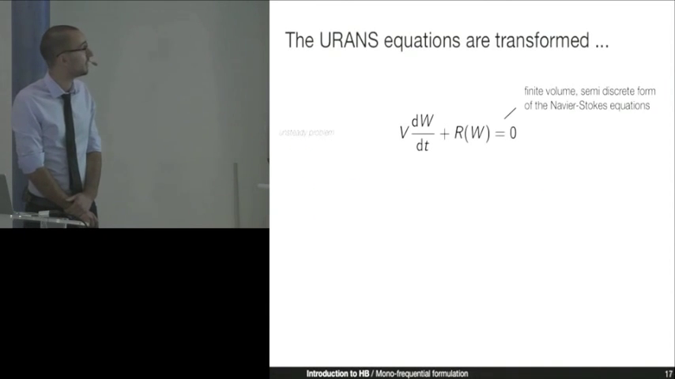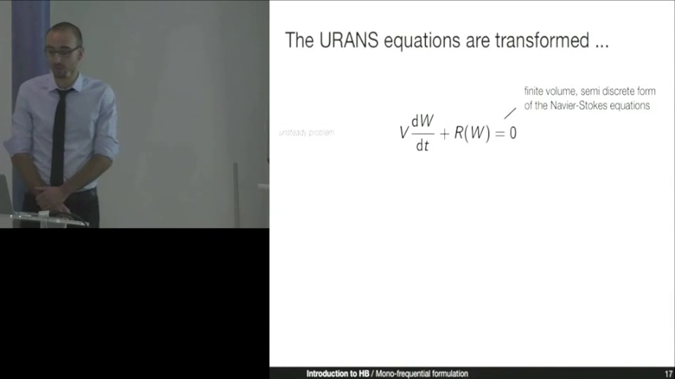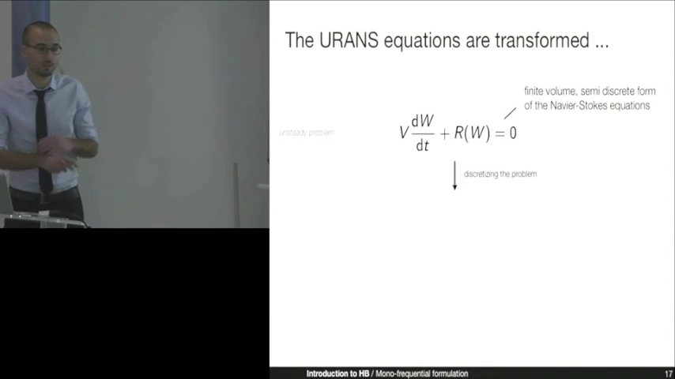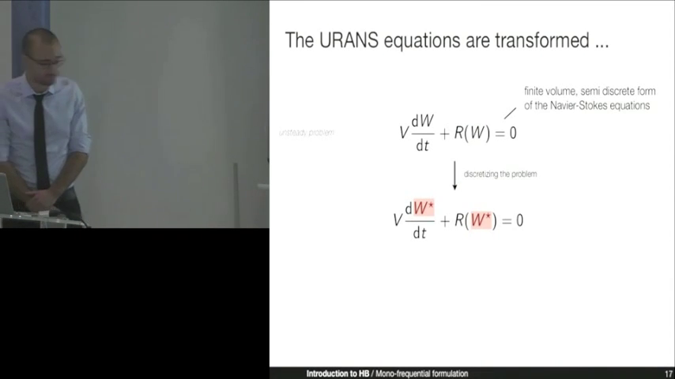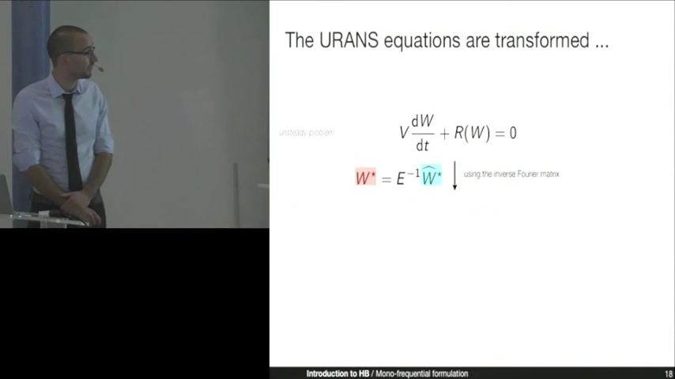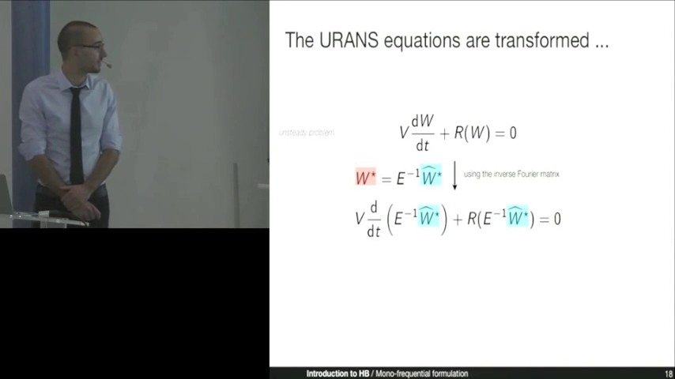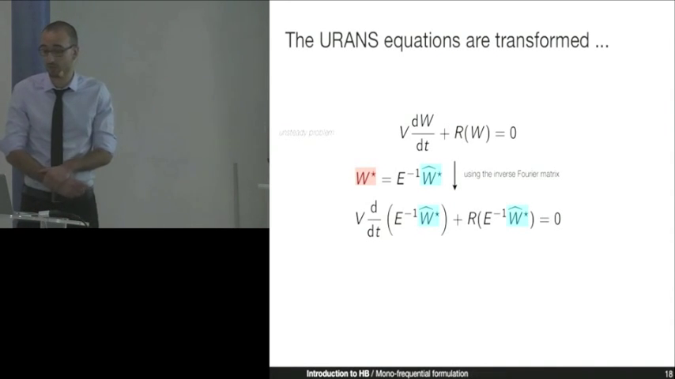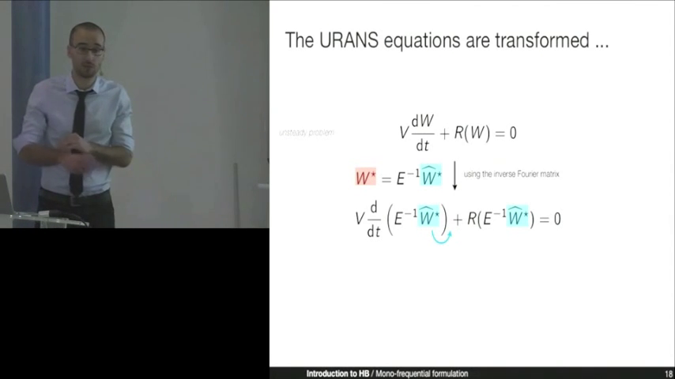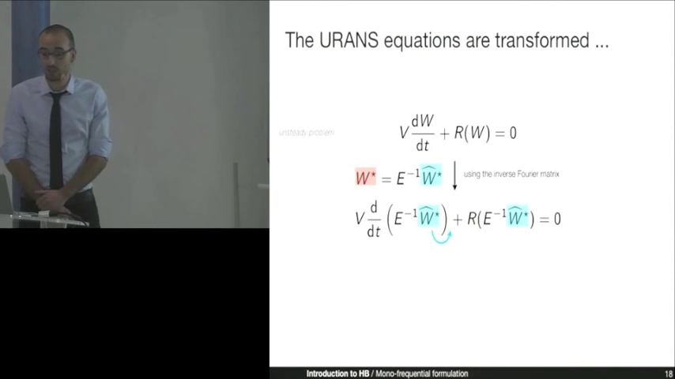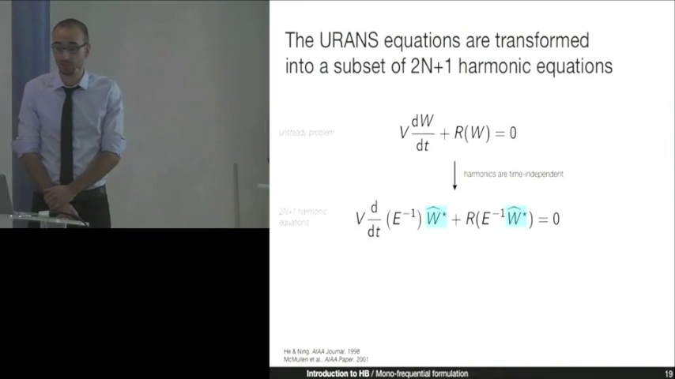Speaking of which, these URANS equations can be written in this simple form. By simply discretizing the problem, we get all the samples of the URANS equations. Then, using the inverse Fourier transform matrix, we can express the time samples as a function of the harmonics highlighted in blue here. The fact that the harmonics are independent of time takes them out of the time derivative, so that we get 2n+1 harmonic equations. And this is the approach followed by Hall, MacMillan et al.